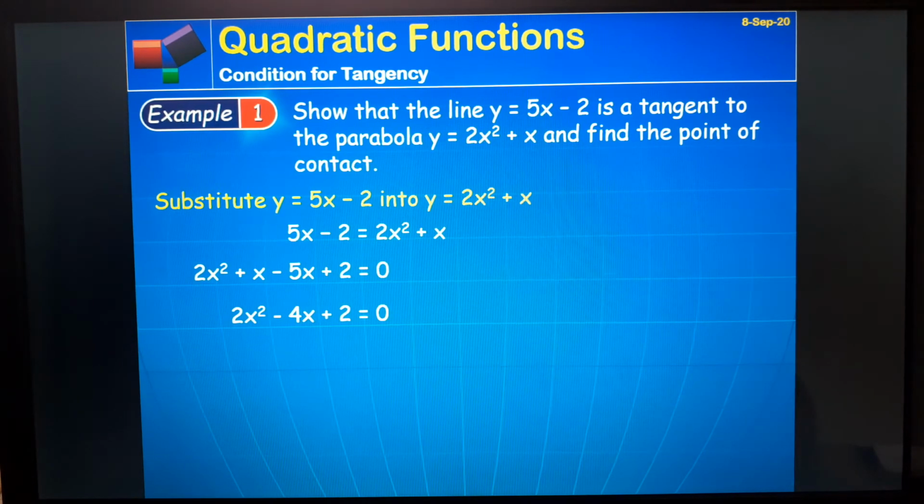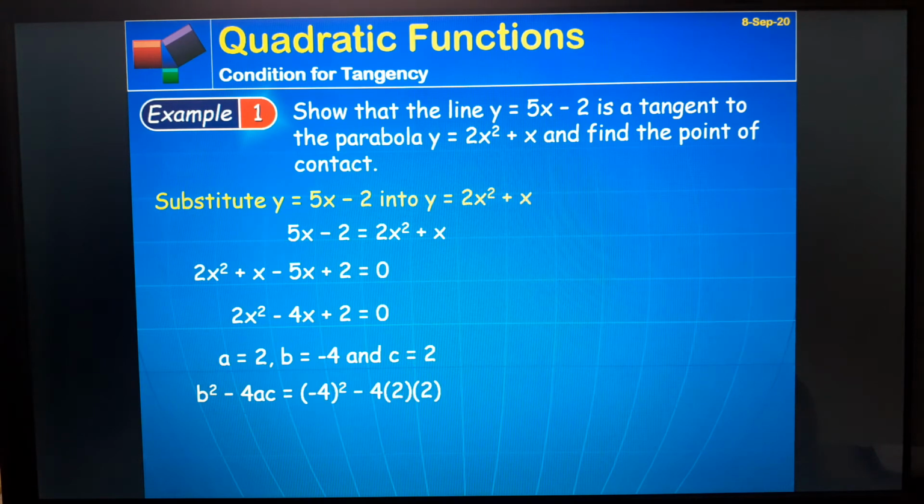And we're asked to show that the line is a tangent. So we're now going to put this into the discriminant. If you're asked to show that a line is a tangent to a curve like this, okay? So a is 2, b is negative 4, and c is 2. So we're going to put that into the discriminant. And we happen to get 0.